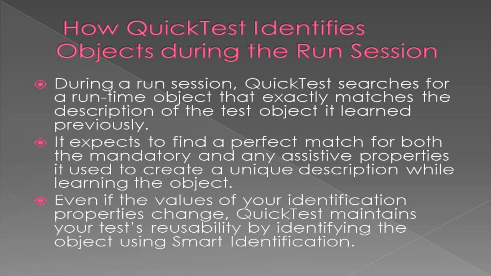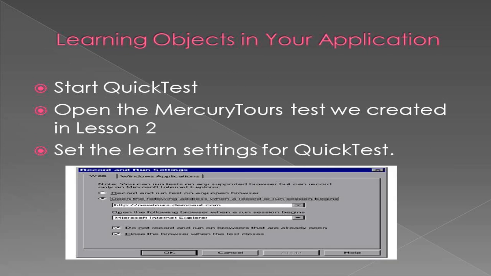Even if the values of your identification properties change, QuickTest maintains your test's reusability by identifying the object using Smart Identification. 1. Start QuickTest. If QuickTest is not currently open, open it, making sure that only the Web add-in is loaded. 2. If it is not currently open, open the Mercury Tours test you created in Lesson 2, creating an action in one of the following ways.